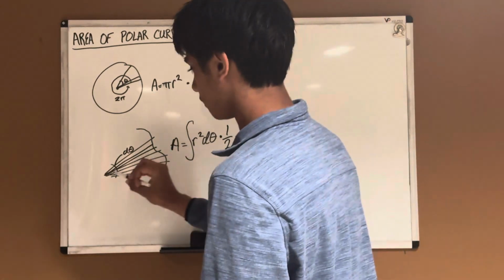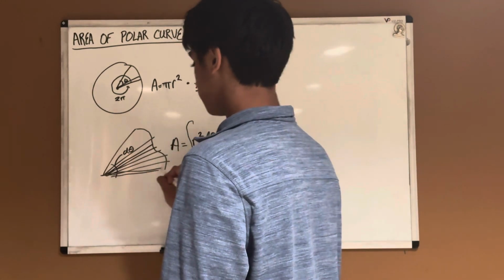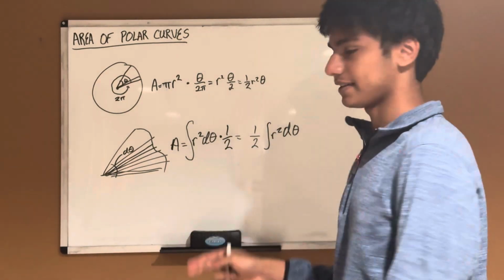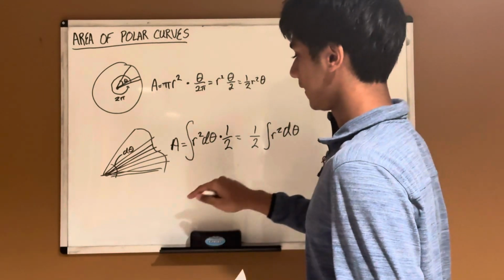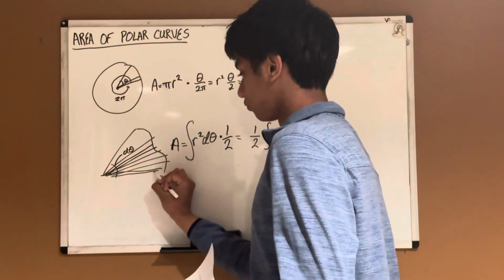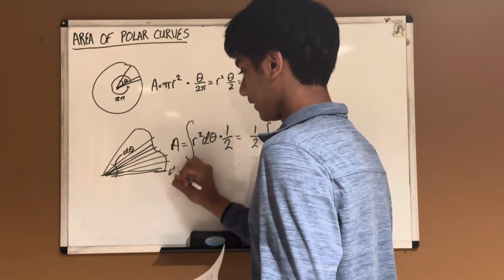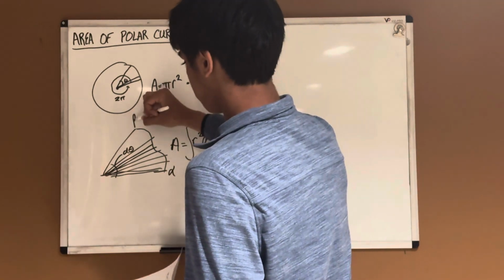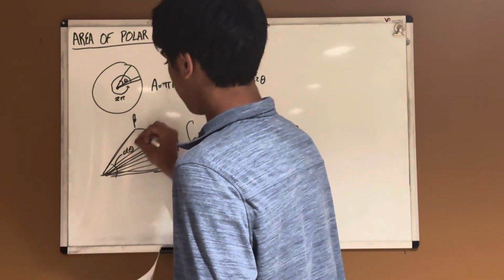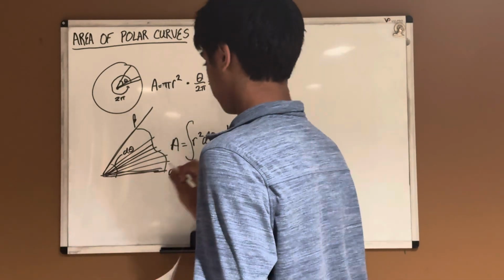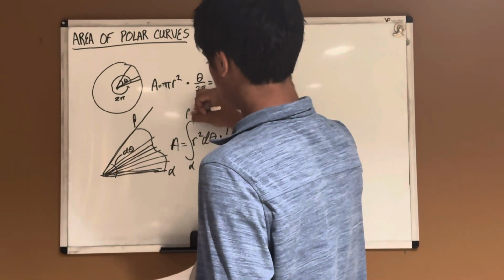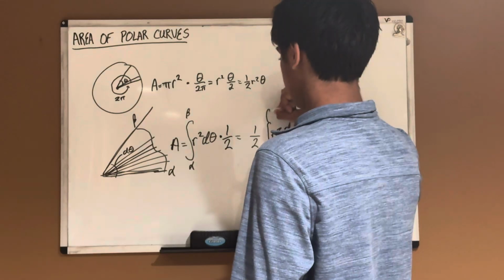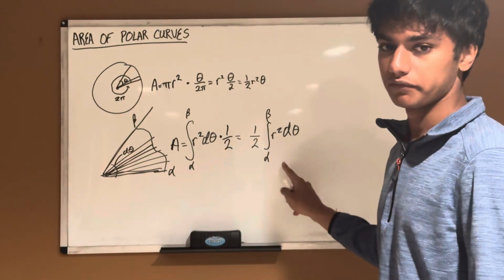We also make note that there needs to be bounds on this integral, right? Because we're not taking an indefinite integral, we just want to find the area from here to here. So what we have to set is the bounds from alpha to beta. So from this angle alpha to this angle beta. And that's the formula for an area of a polar curve.